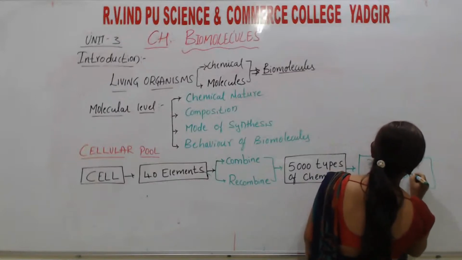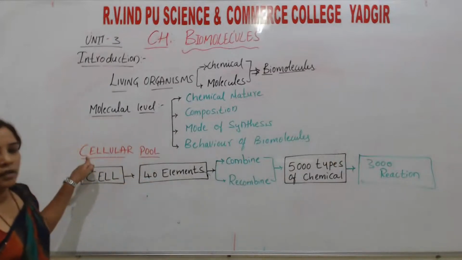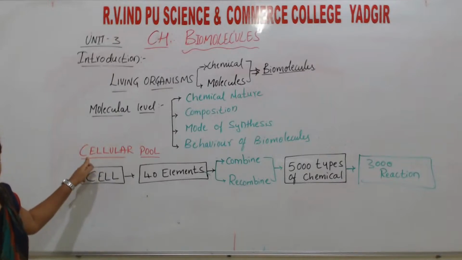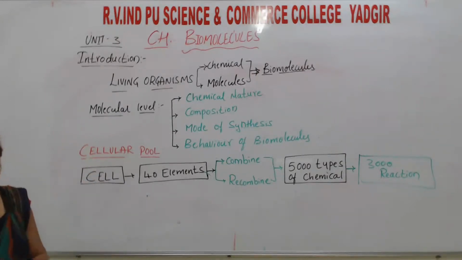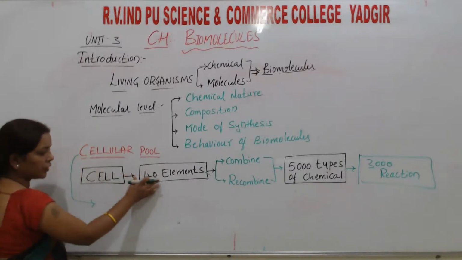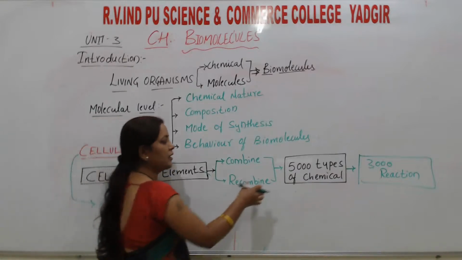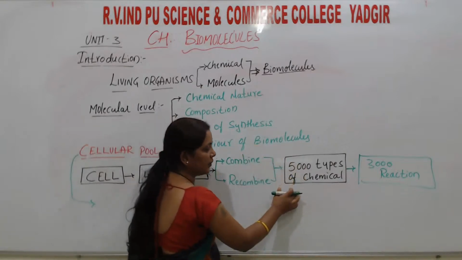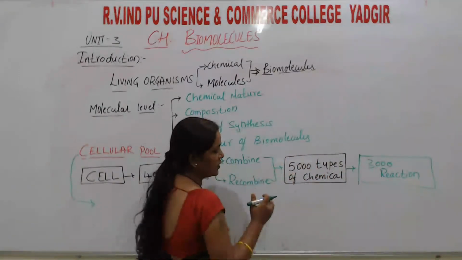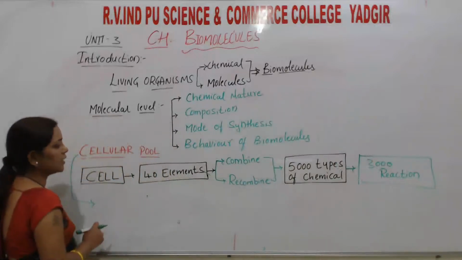3,000 reactions occur in the cell. This is called the cellular pool. What do you mean by cellular pool here? The cell, with the help of enzymes, has 40 elements which combine and recombine. After that, they form 5,000 different chemicals. These chemicals, in the presence of enzymes, undergo the 3,000 reactions taking place inside the cell.